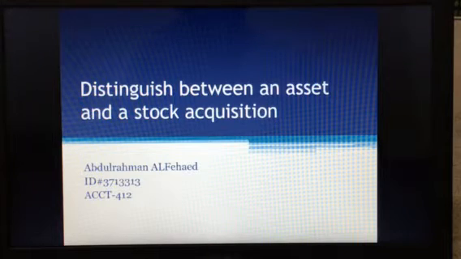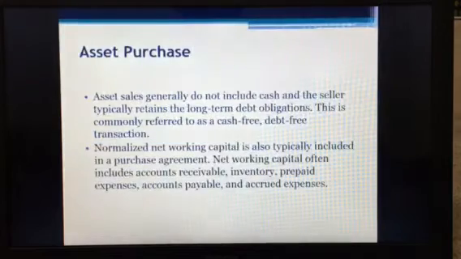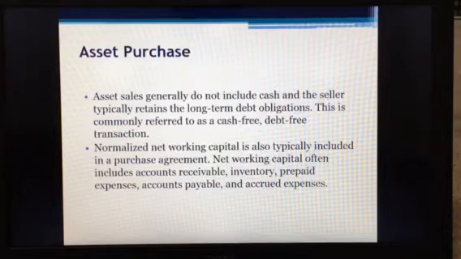My presentation today is about distinguishing between an asset and stock acquisition. Asset purchase: asset sales generally do not include cash, and the seller typically retains the long-term debt obligation. This is commonly referred to as a cash-free, debt-free transaction. Normalized net working capital is also typically included in a purchase agreement. Net working capital often includes accounts receivable, inventory, prepaid expenses, accounts payable, and accrued expenses.